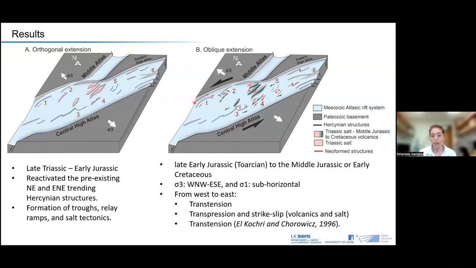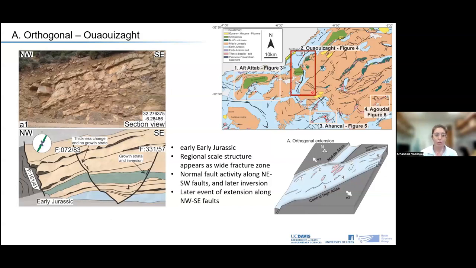And from west to east, we have extensional structures. Then we go to more contractional, transpressional, and then more extensional again. So before I go through the outcrops, I would like to mention that we identified regional scale structures like the northeast-southwest ones, but they were mostly valleys or wide fracture zones, and it's difficult to do structural analysis there.